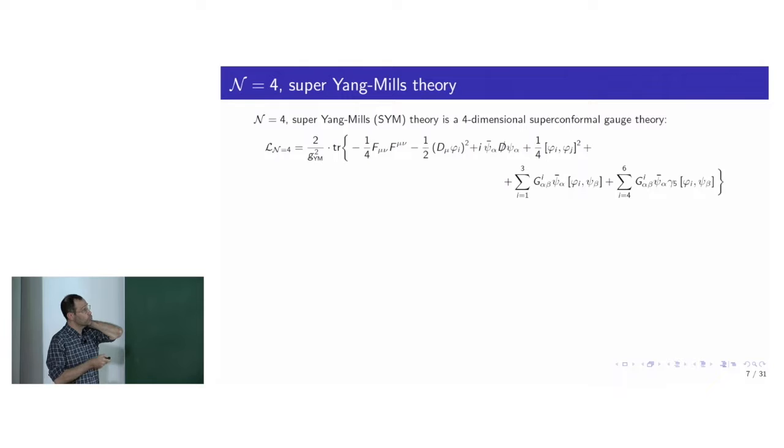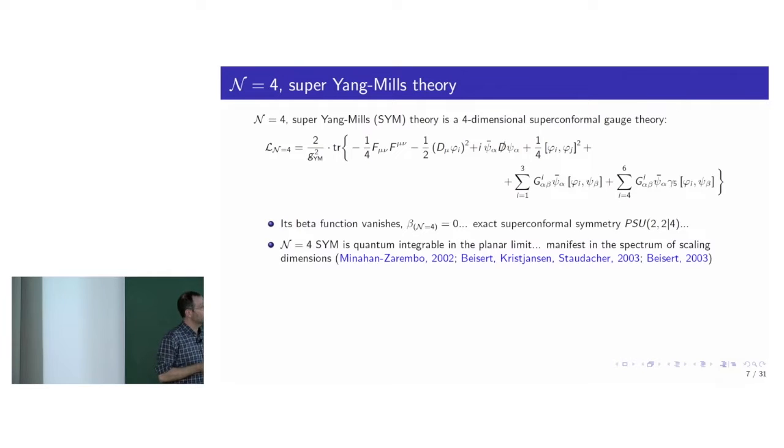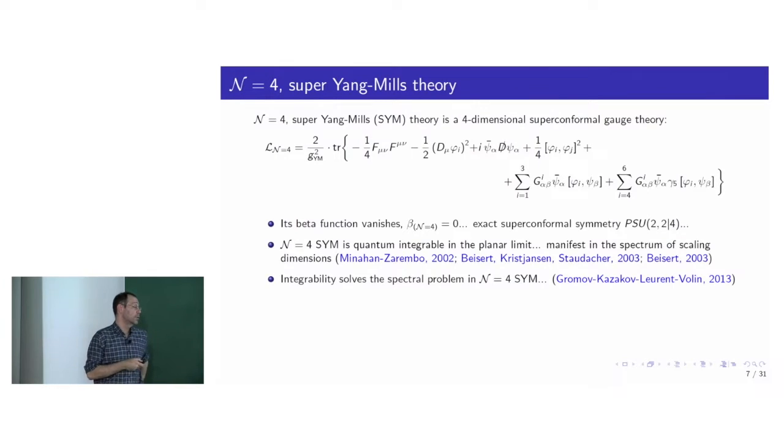Of course, we have N=4 super Yang-Mills. This is a conformal field theory having exact superconformal symmetry. And of course, as I said, this is quantum integrable in the planar limit, and this integrability was first manifested in the spectrum of scaling dimensions by the work of Minahan and Zarembo, Beisert, Christensen, and Staudacher. And of course, integrability solves the spectral problem of N=4 super Yang-Mills.